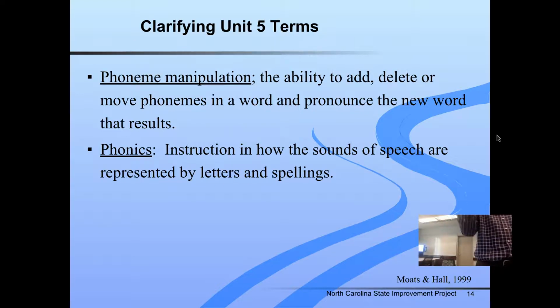The sound they make. So they had to know that the letter represented a sound. And that's why it's phonics, because it's a letter-sound correspondence versus just hearing the sound.